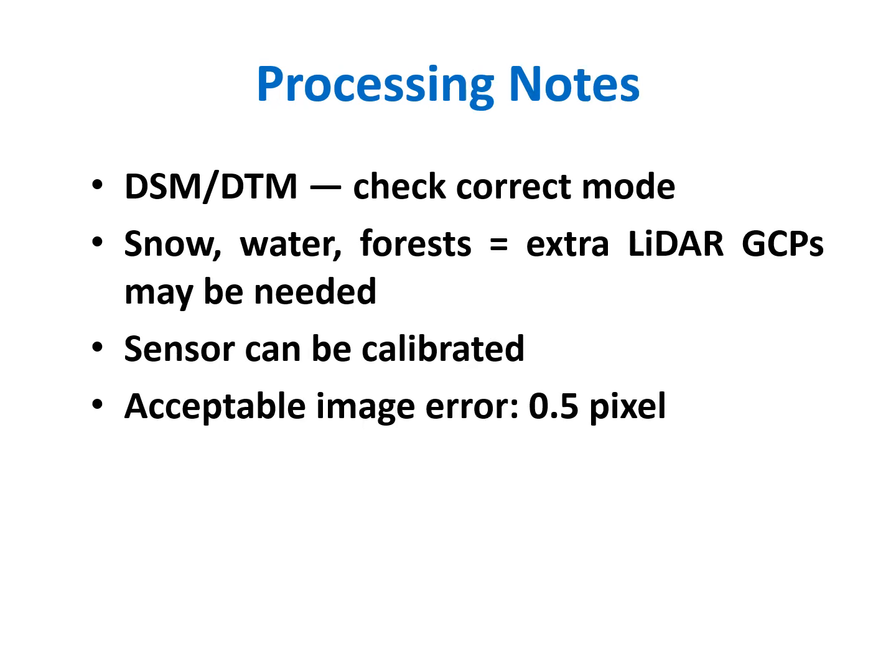Processing notes. Digital surface model, digital terrain model. Check the correct mode. Snow, water, forests equals extra LiDAR ground control points may be needed. Sensor can be calibrated. Acceptable image error, 0.5 of a pixel.